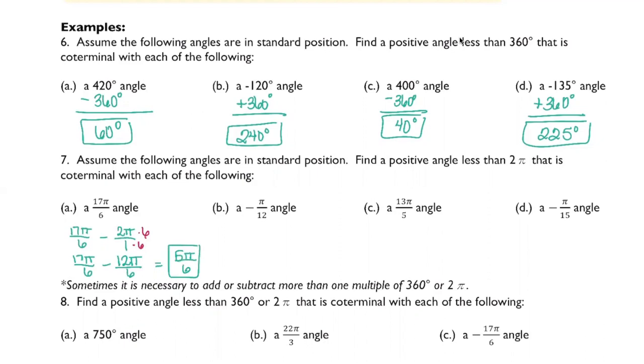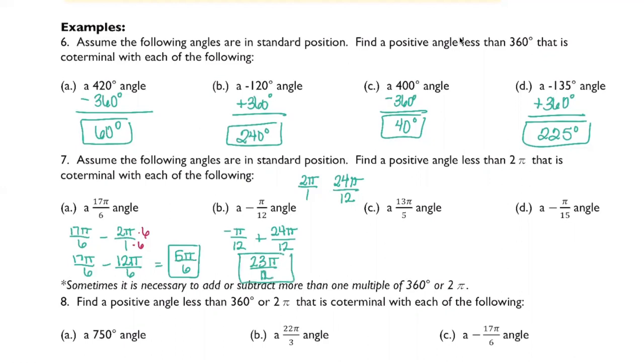Okay. B is similar, but since we're starting with a negative, to get to a positive we're going to need to add this time. Now, you can do some steps in your head. I know that 2 pi over 1 is what I'm going to add. If I multiply that by 12 over 12, I'm going to get 24 pi over 12. I'm going to do that scratch work off to the side, or maybe even in my head. So we're going to do negative pi over 12 plus 24 pi over 12. So we see that the answer here is going to be positive 23 pi over 12.